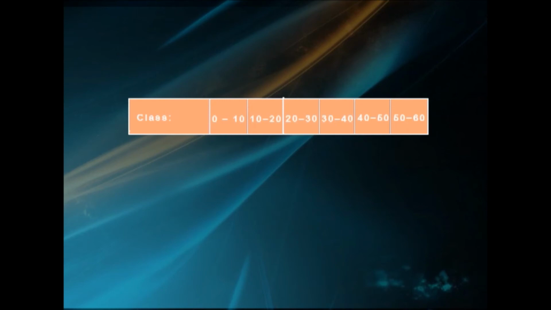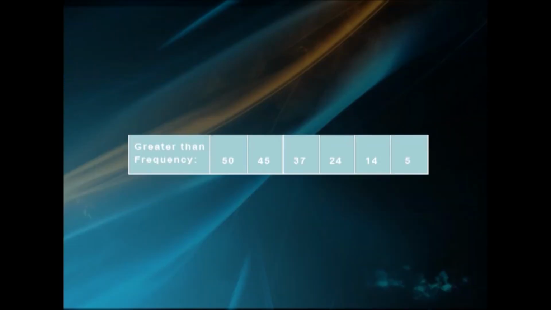And in a greater than cumulative frequency distribution, the cumulative frequencies are as follows: classes 0 to 10, 10 to 20, 20 to 30, 30 to 40, 40 to 50 and 50 to 60. The corresponding greater than frequencies 50, 45, 37, 24, 14 and 5.